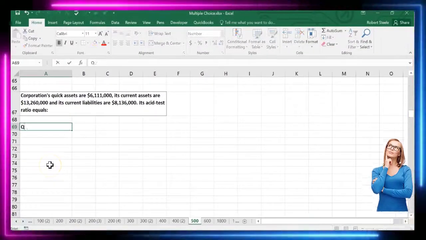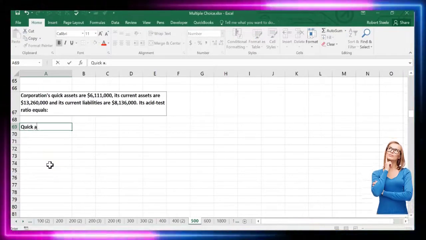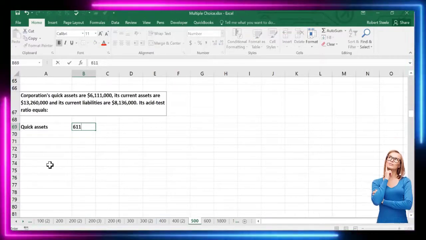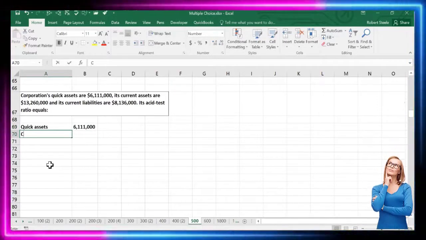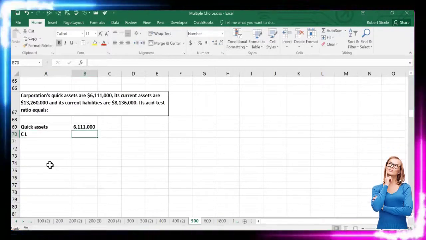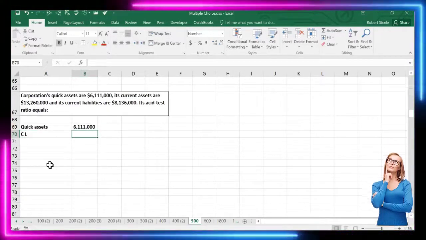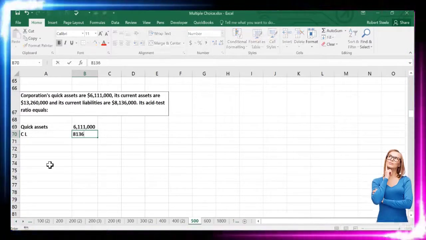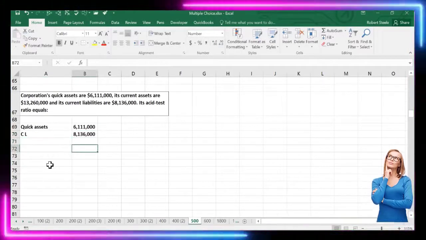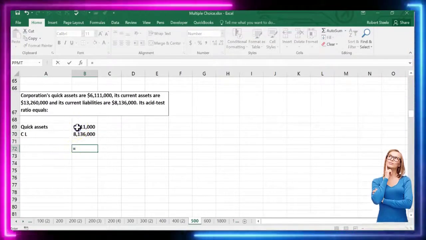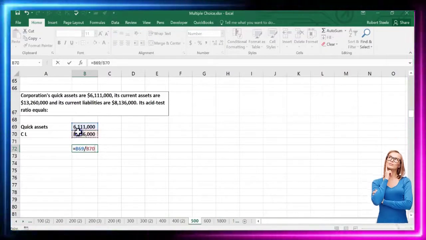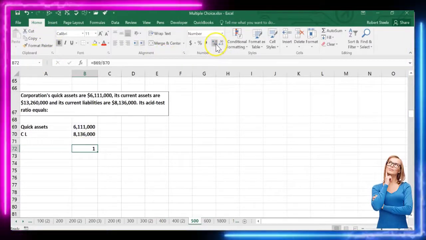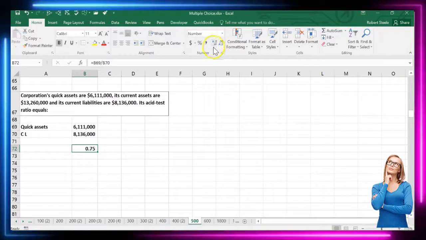So we're going to take the quick assets, which are less than the current assets, 6,111,000, and we're going to take the current liabilities, 8,136,000, and we will then divide those out. So we're just going to take the quick assets divided by the current liabilities. Going to the home tab, the numbers group, we're going to add some decimals, and we get 0.75.